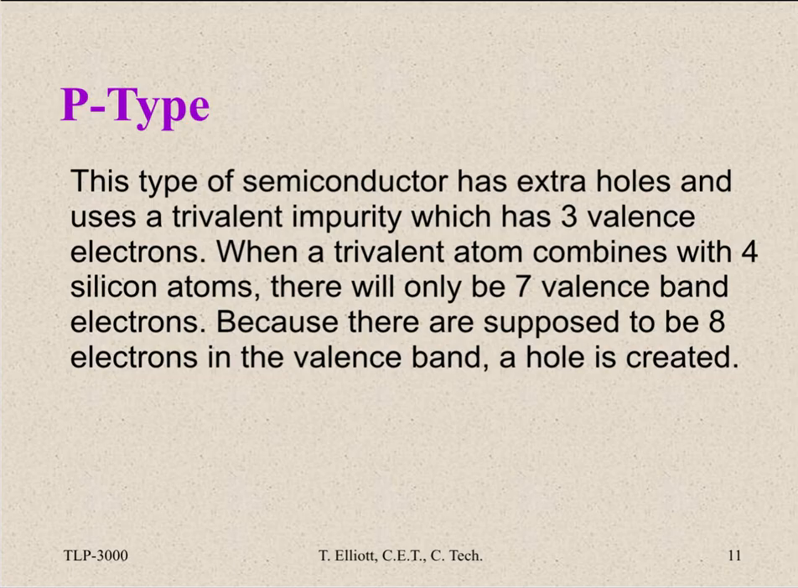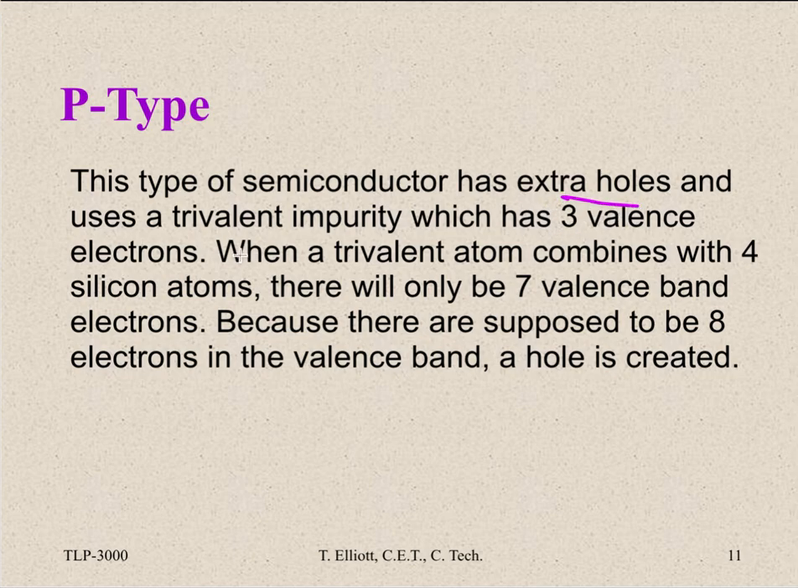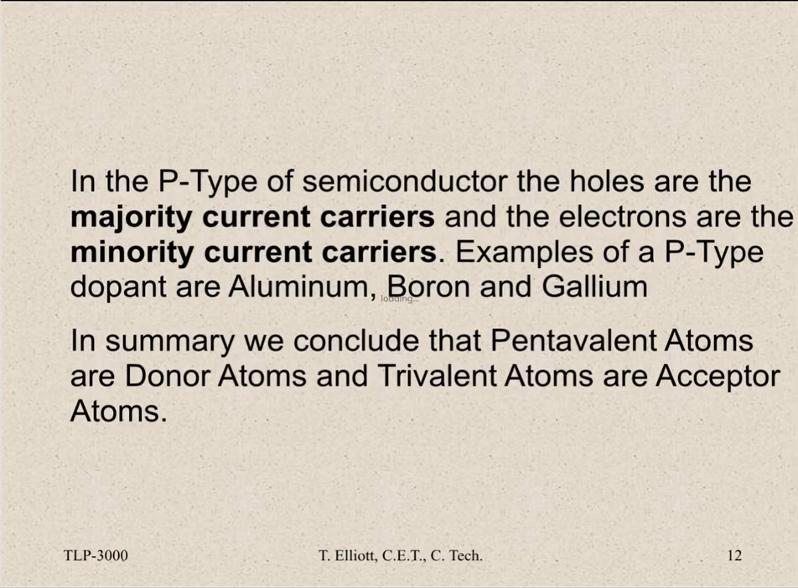P-type semiconductors are created because they're doped to have additional holes. The impurities are trivalent, meaning they have 3 valence electrons, and they provide additional holes for the extra electrons to fall into. In the P-type semiconductor, the holes are the majority carriers, and examples are aluminum, boron, and gallium.